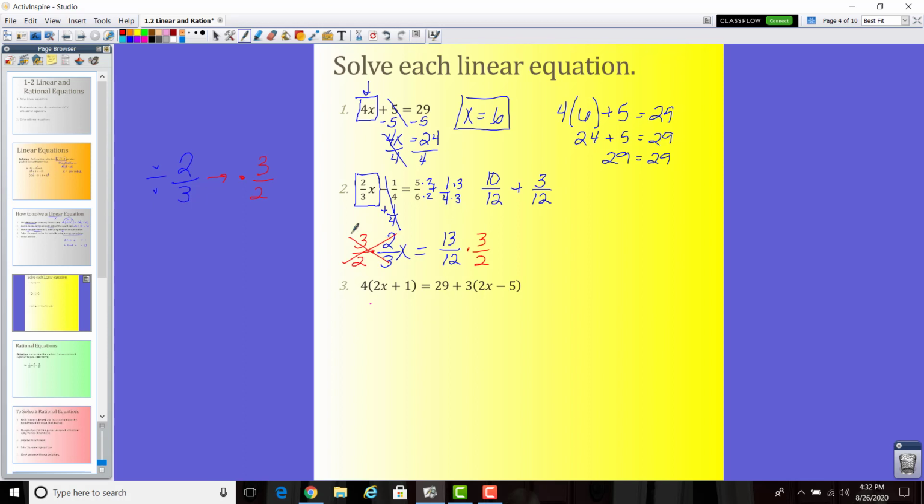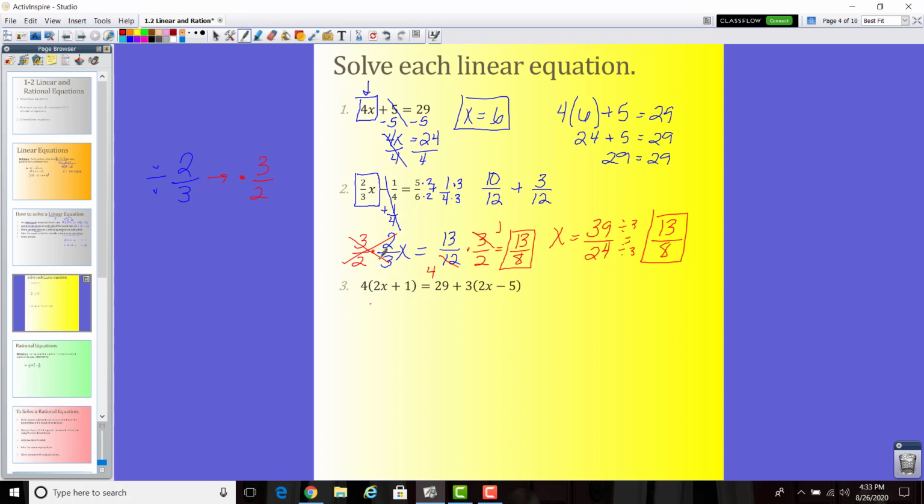So 3/2 times 2/3 cancels out, leaves me with just x. And here I need to multiply my fractions together. You can either multiply across and reduce. That will give me 39/24, which then I can divide by a common factor of 3. And I will get 13/8. The other way you could do that would be to cross cancel. So if I cross cancel, 3 divided by 3 is 1, 12 divided by 3 is 4, and I get 13/8 that way as well. Either way is fine as long as your answer is left in reduced fraction form.